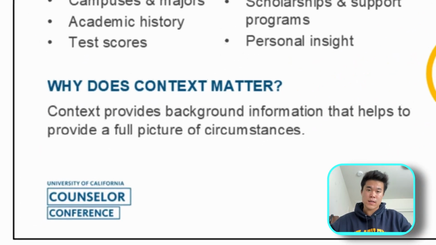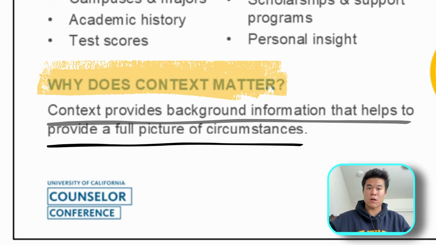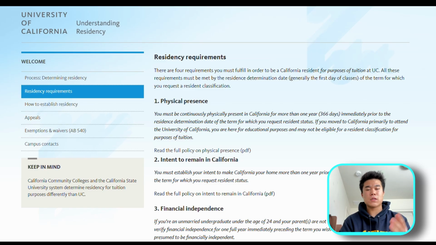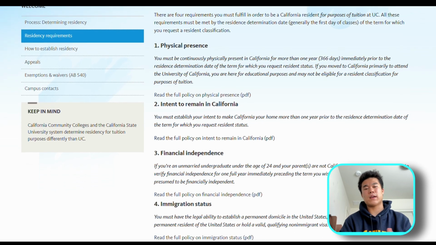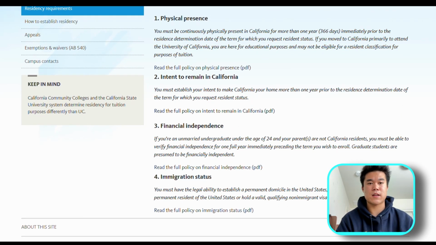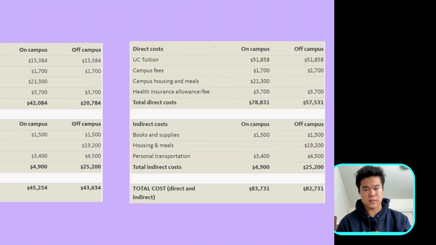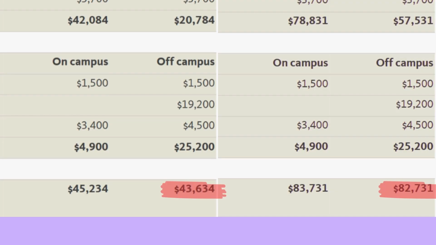This can give context to your application and it can sometimes help your chances as well. Also, if you have any questions about green card, visa, or your residency status, make sure to ask your parents because that can change between in-state tuition and out-of-state tuition, which is obviously a lot of money.